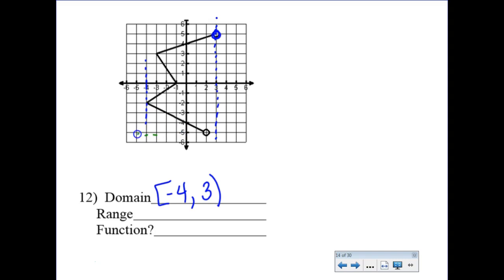The range starts way down here at -5. But the only thing I have there is an open circle, so you got to use a parenthesis. And then it stretches all the way up until +5. And again, there's only an open circle up there, so you have to use another parenthesis. So -5 to 5, not including the endpoints. And then is this a function? No, this is very clearly going to fail the vertical line test. So no, not a function.